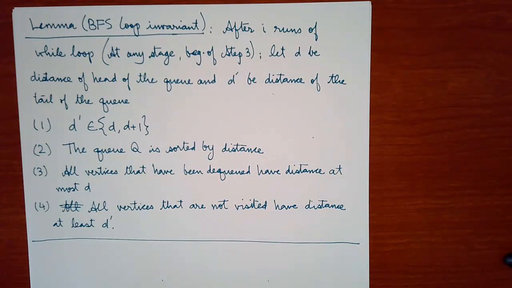Professor? Yeah. I was a little confused about when a case would arise where all vertices that are not visited have a distance of still d and not d plus 1. So suppose you have a situation where, let me see if I can do this carefully. It's a good point, actually.